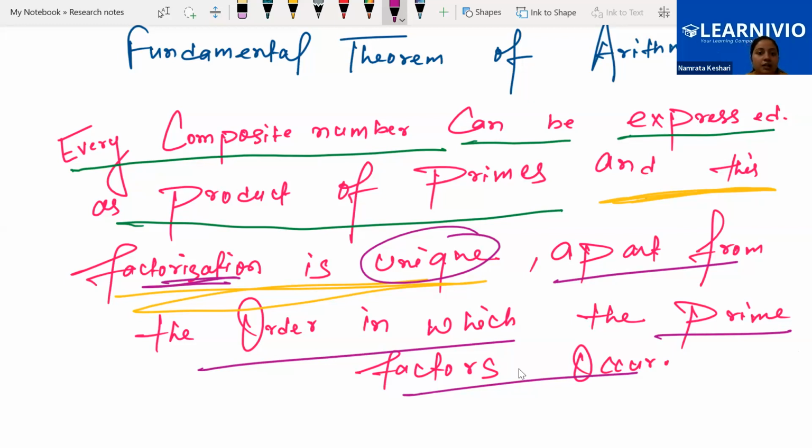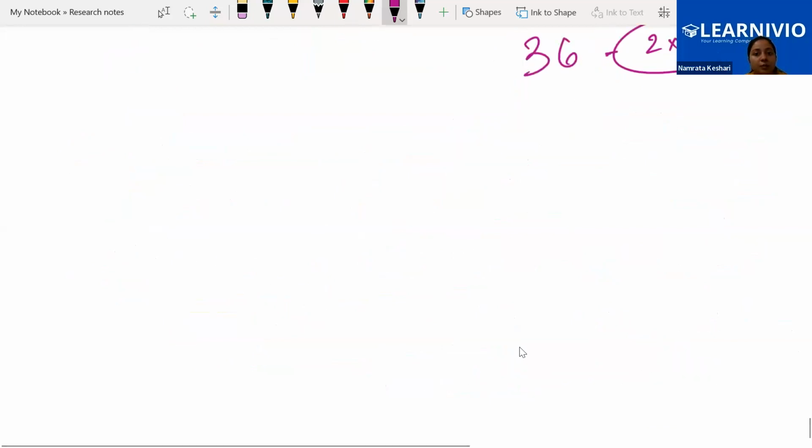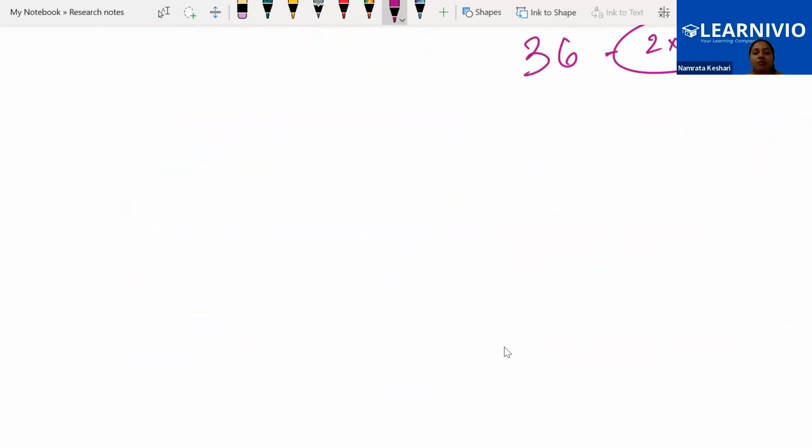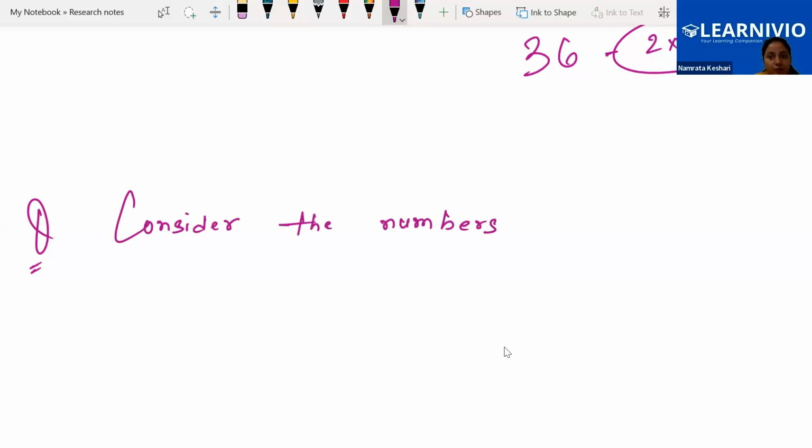Okay, so the fundamental theorem of arithmetic, this one is clear to you. Now one question is there. Let's solve one question by using this theorem. So the question is, consider the number 4 to the power n, where n is a natural number.